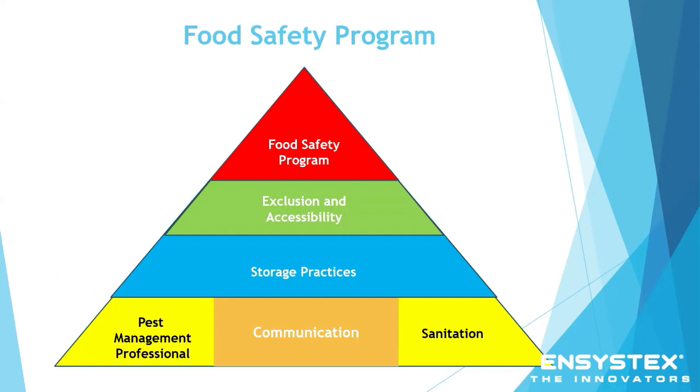Okay, so your food safety program, you'll see very close to the top, exclusion and accessibility. We should concentrate on that. Then storage practices. If we can get the customer to change their storage practices and fall in line, remember you are the professional on site. Once they fall into place, guess what? Your problems will lessen and you can control in the most effective and safest way possible. So your pest management professional needs to communicate any sanitation, housekeeping and hygiene issues constantly.